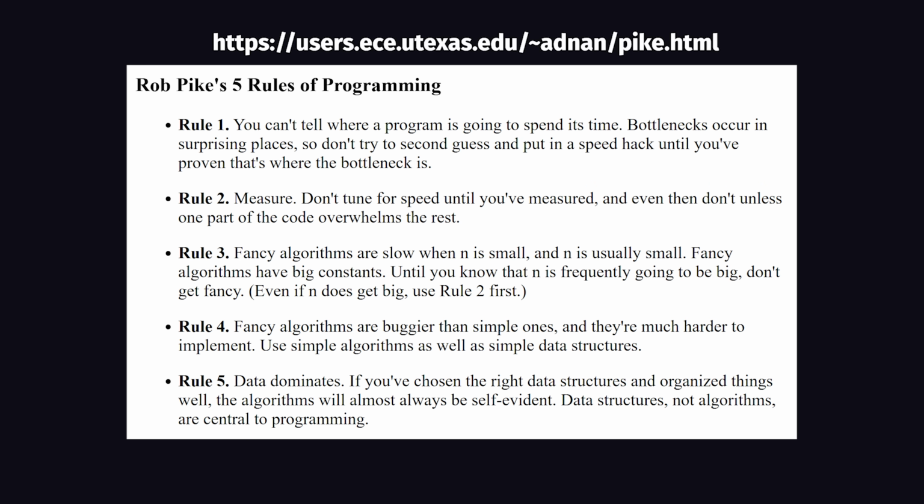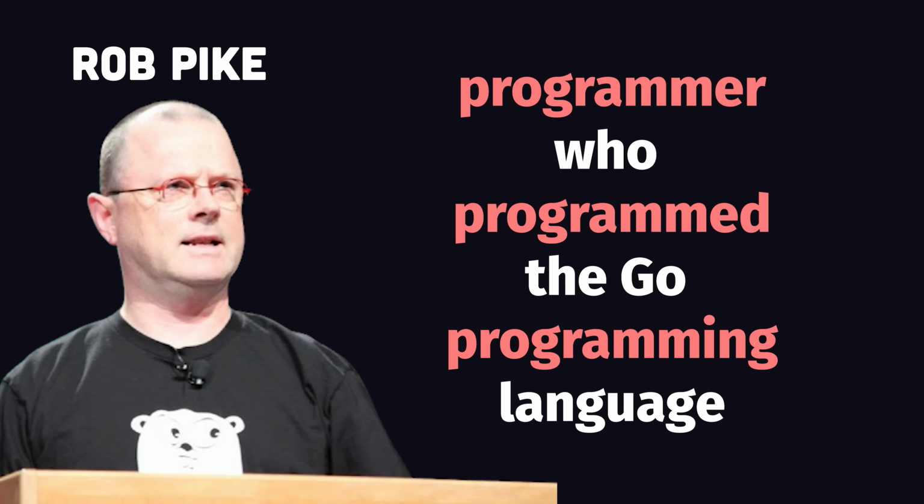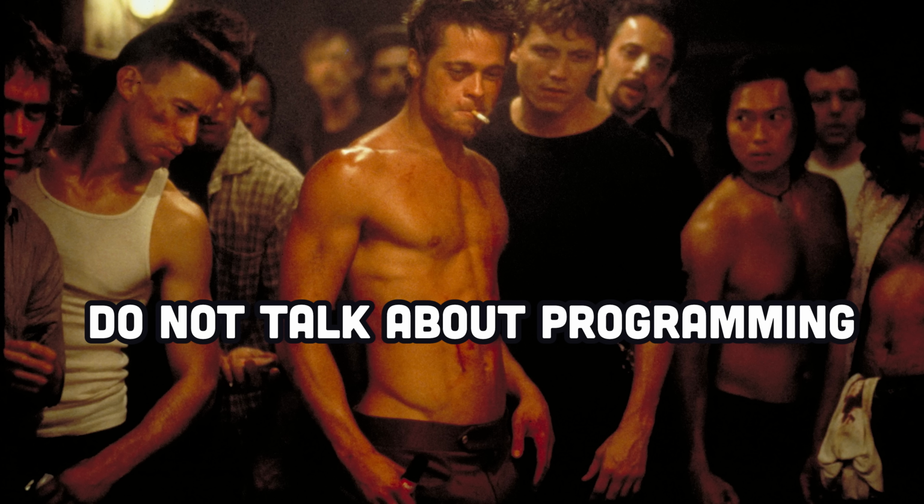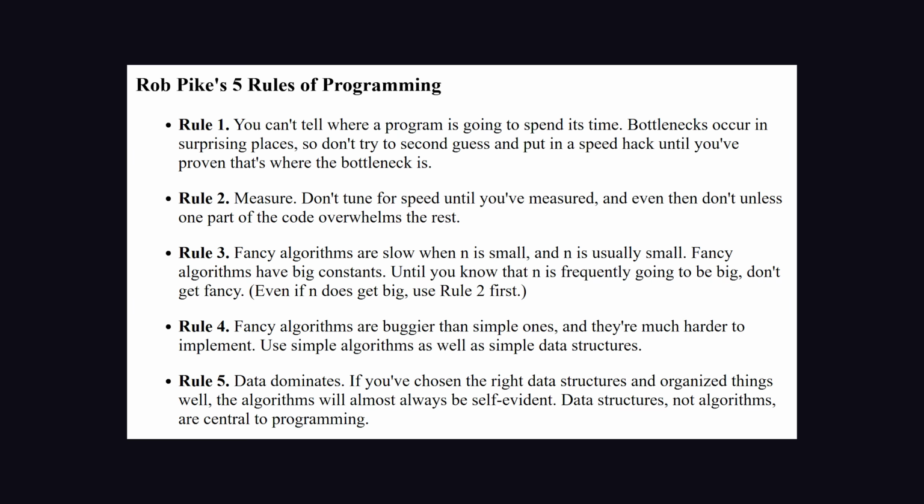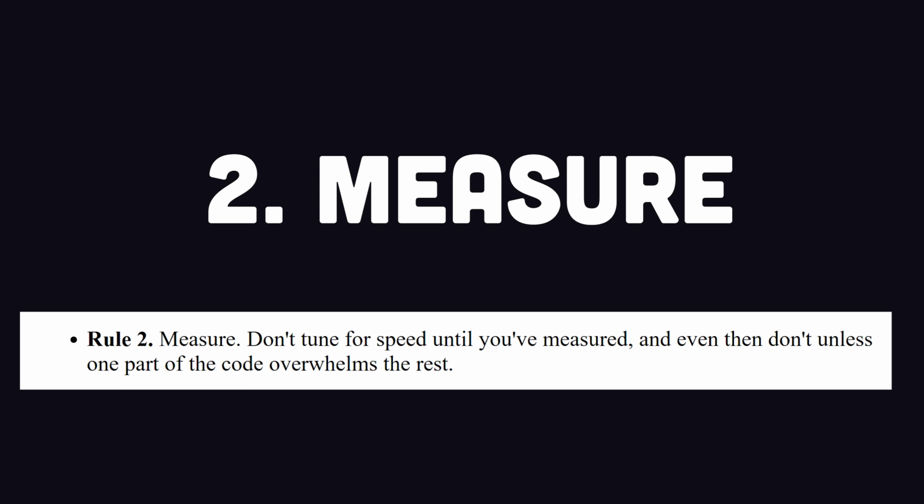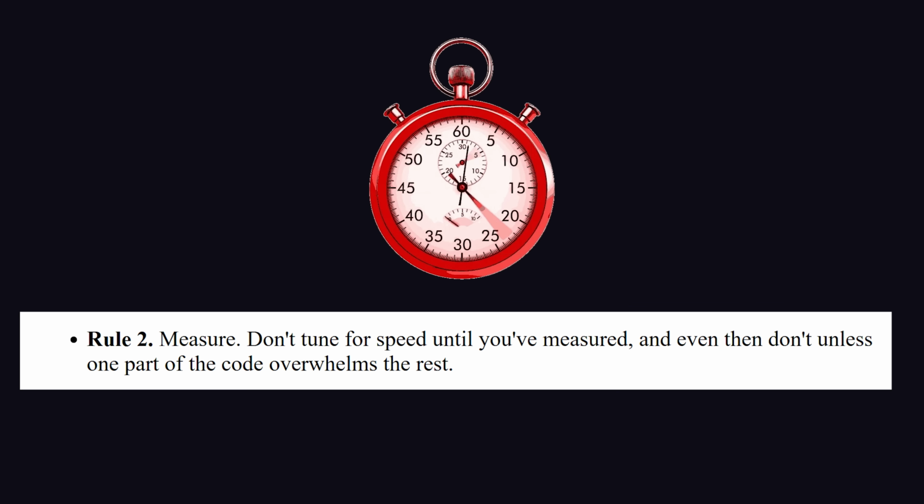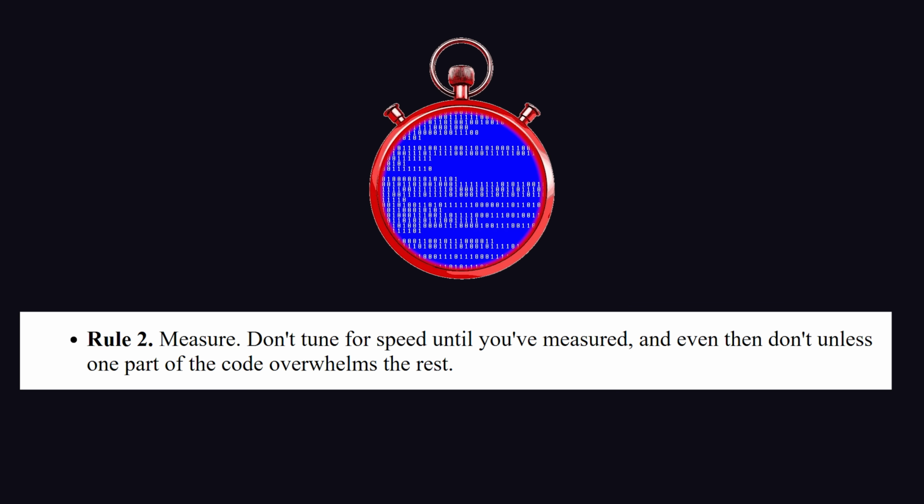What you're looking at here are the five rules of programming, written by the legendary programmer Rob Pike, who programmed the Go programming language. The first rule of programming is do not talk about programming. The second rule of programming is to measure. Don't tune for speed until you've measured, and even then, don't unless one part of the code overwhelms the rest.